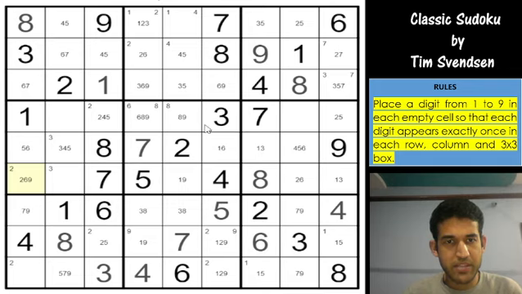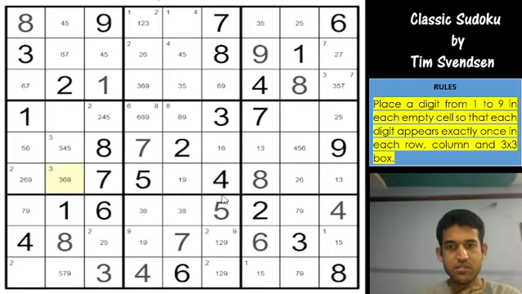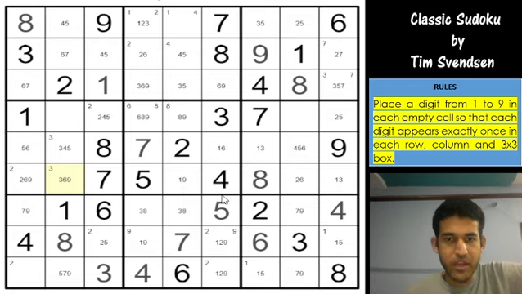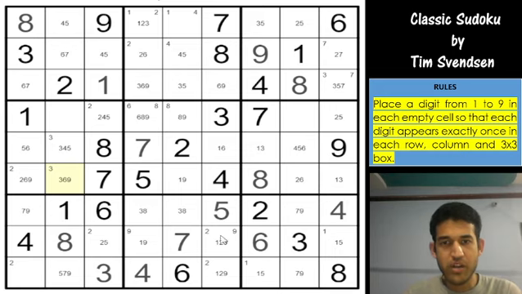Okay, let me write some more candidates. 1, 7, 8, and 2 is not going here, and you have 4, 5 here. So this must be 3, 6 and 9. Okay, so I'm able to eliminate one more digit here.